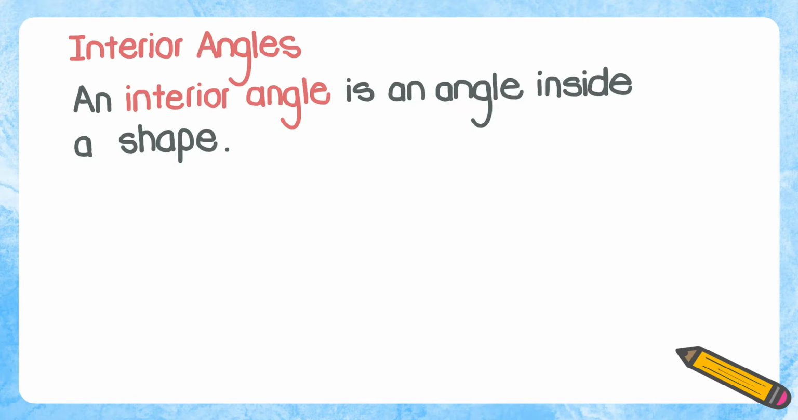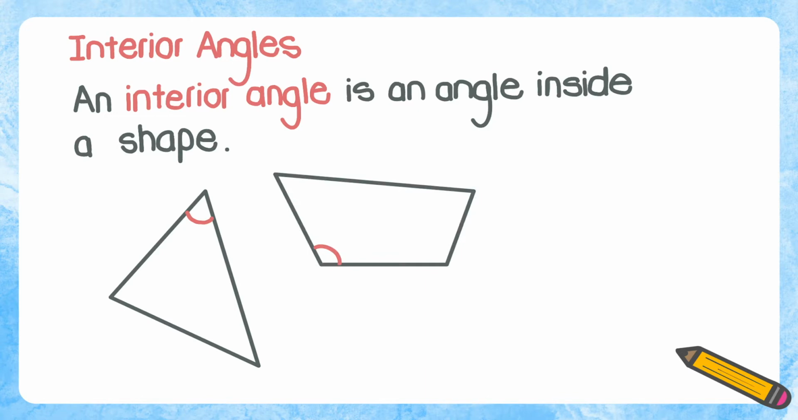First off, what are interior angles? An interior angle is an angle inside a shape. So here is an example of an interior angle of a triangle. Here is an interior angle of a quadrilateral. And here is an interior angle of a pentagon, which is a polygon with 5 sides. So an interior angle is any angle inside a shape.